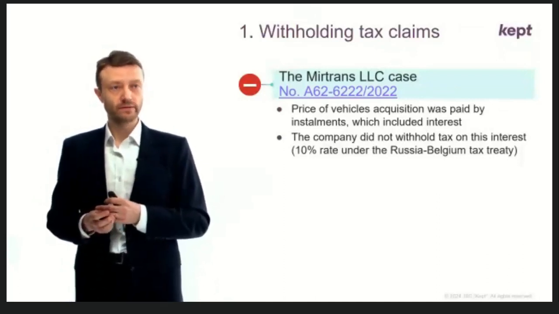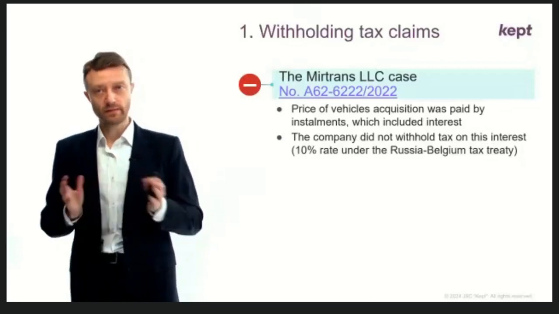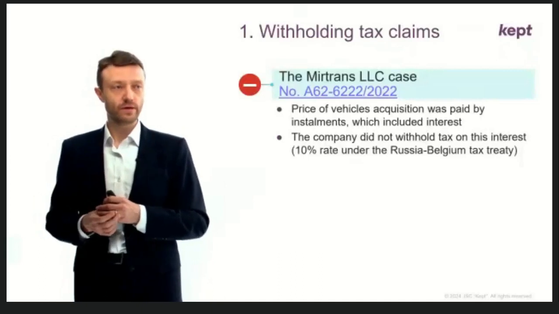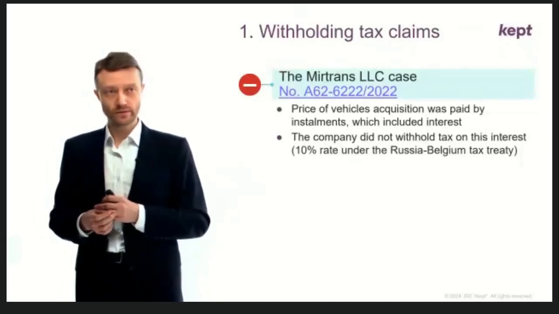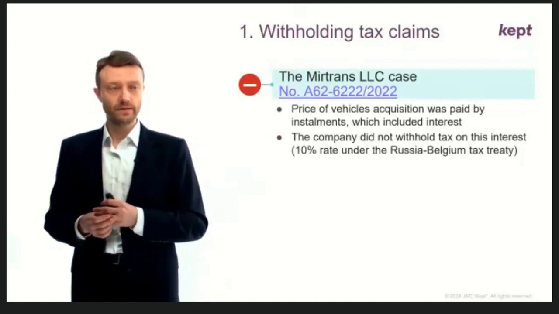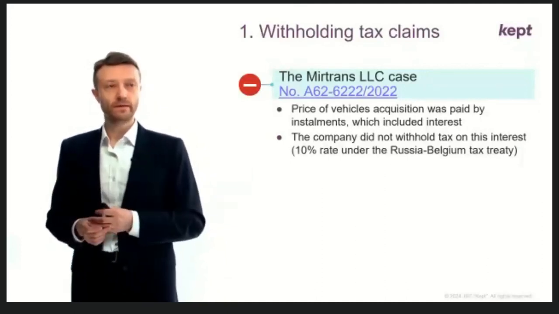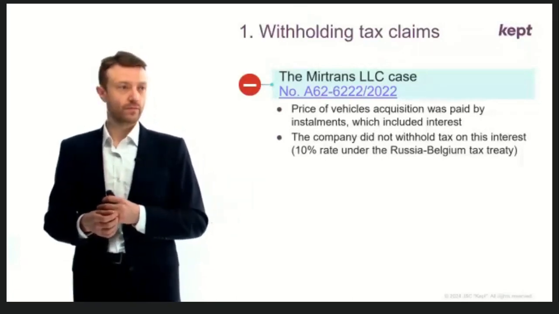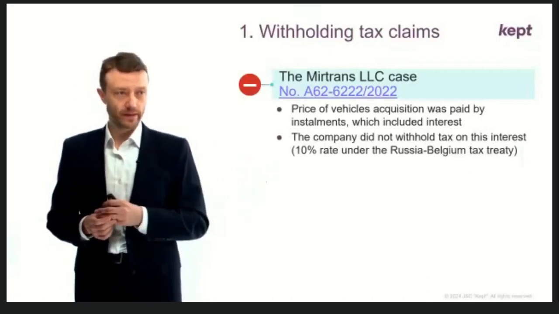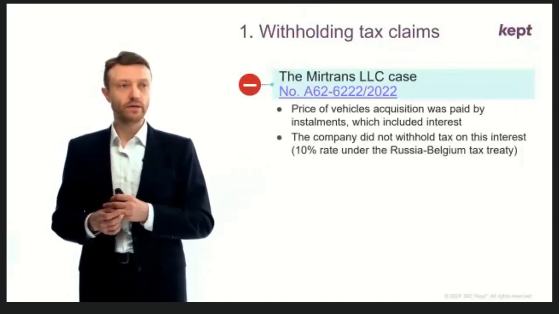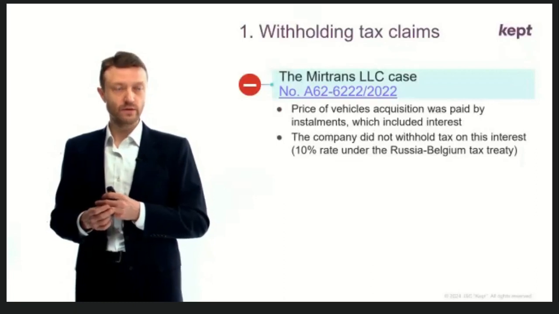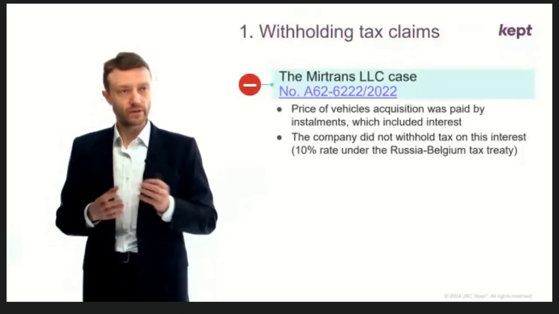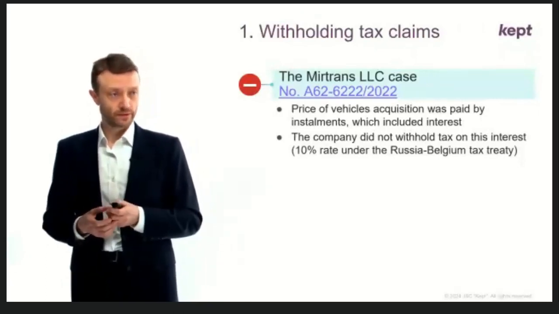There were payments in installments, which meant that some parts of the payments were in fact interest. And I think, as is alluded to in the decision, it was separately stated in the contract that some of the acquisition price was interest for delayed payments. And since the seller was in a country where interest was subject to withholding tax under a treaty, namely Belgium, the Russian tax authorities successfully charged 10% withholding tax.